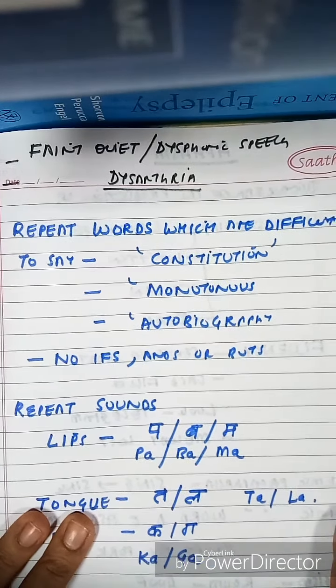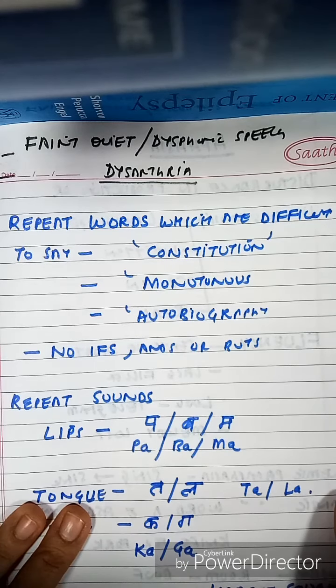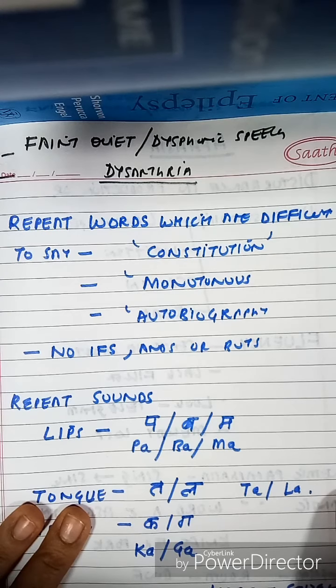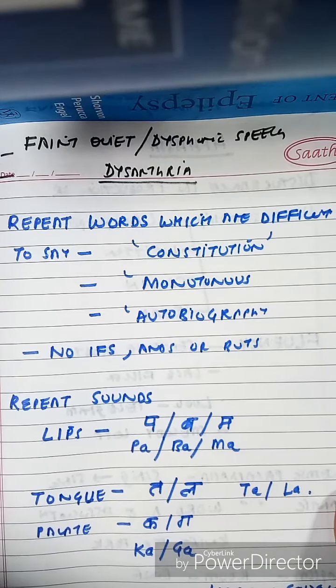So when you are testing dysarthria, how will you test it? You will ask the patient to repeat some words. You will give him difficult words like constitution, monotonous, autobiography, and you can give a sentence like no ifs and or buts. Ask him to repeat all these sentences, then you can see whether he is able to speak clearly or not.